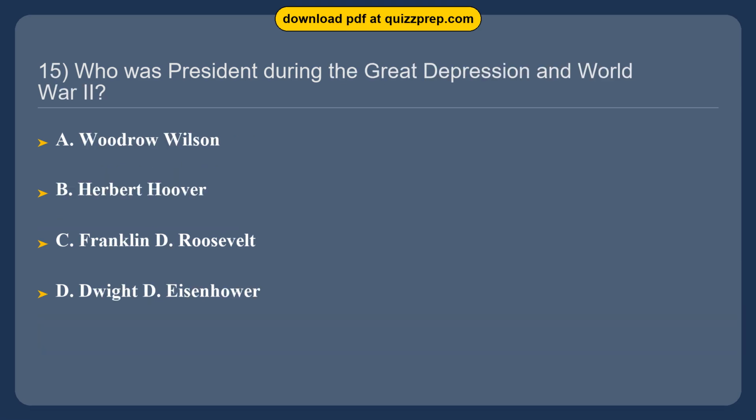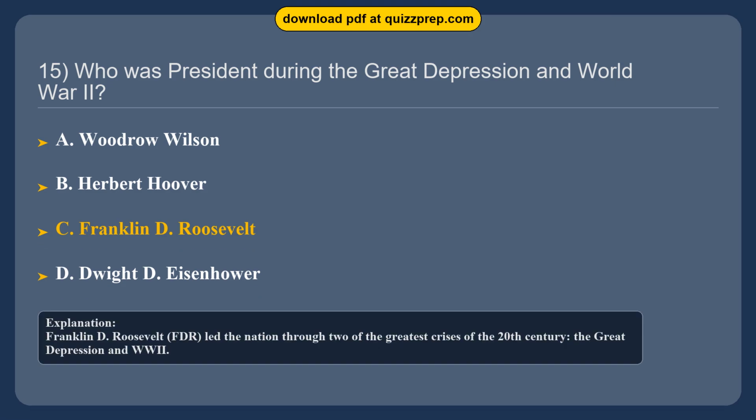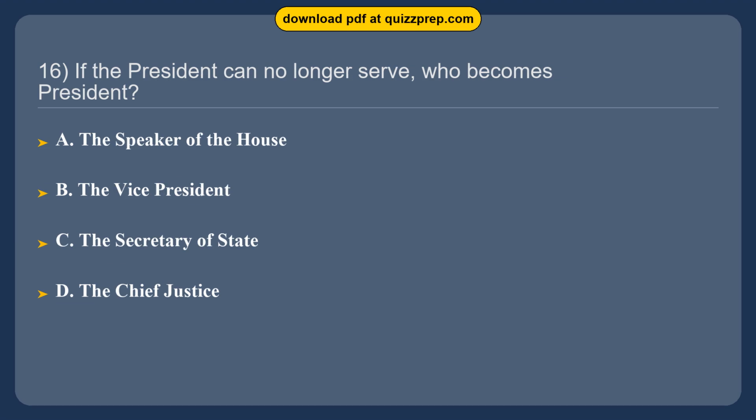Question 15. Who was president during the Great Depression and World War II? Option A. Woodrow Wilson. Option B. Herbert Hoover. Option C. Franklin D. Roosevelt. Option D. Dwight D. Eisenhower. The correct answer is option C. Franklin D. Roosevelt. Franklin D. Roosevelt, FDR, led the nation through two of the greatest crises of the 20th century, the Great Depression and World War II.